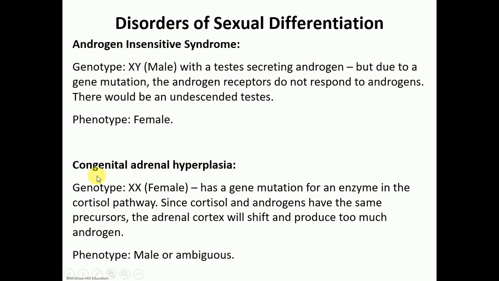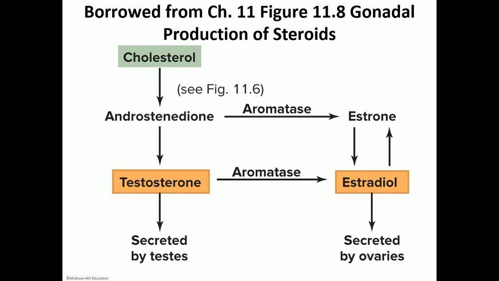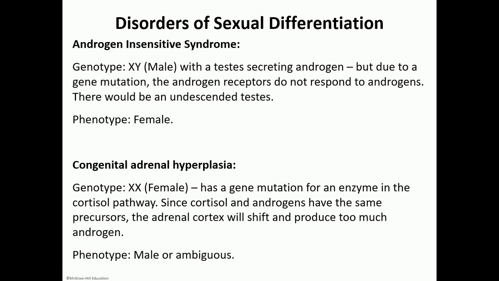Another disorder is known as congenital adrenal hyperplasia. This is the opposite, where genotypically, looking at the chromosomes, XX, they are females, but there's a gene mutation in the cortisol pathway. I borrowed this from the endocrine system so that you could see here that in order to make estrogen, we have to make testosterone first. And then there is this enzyme known as aromatase that will convert testosterone into estradiol, which is a kind of estrogen. In congenital adrenal hyperplasia, there's a gene mutation in the cortisol pathway.